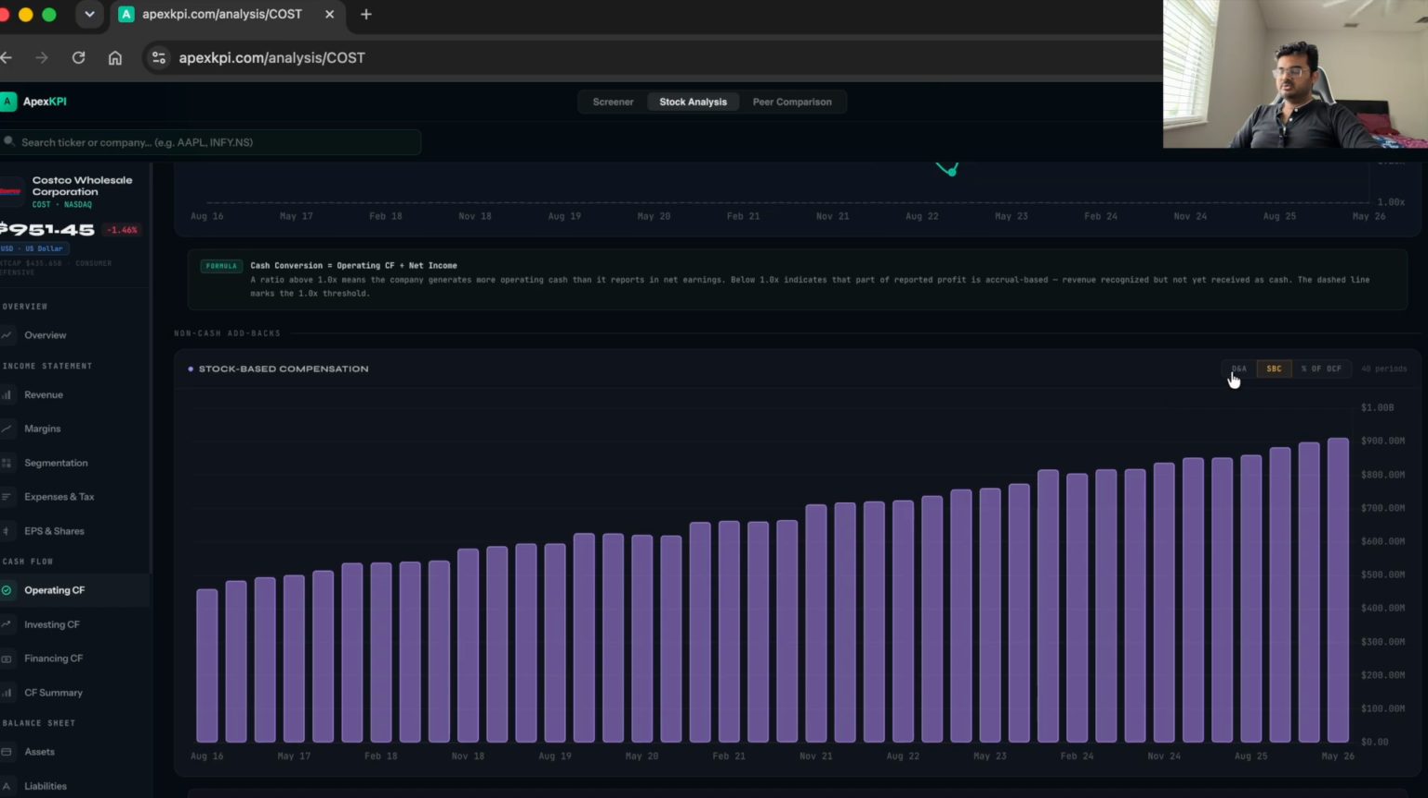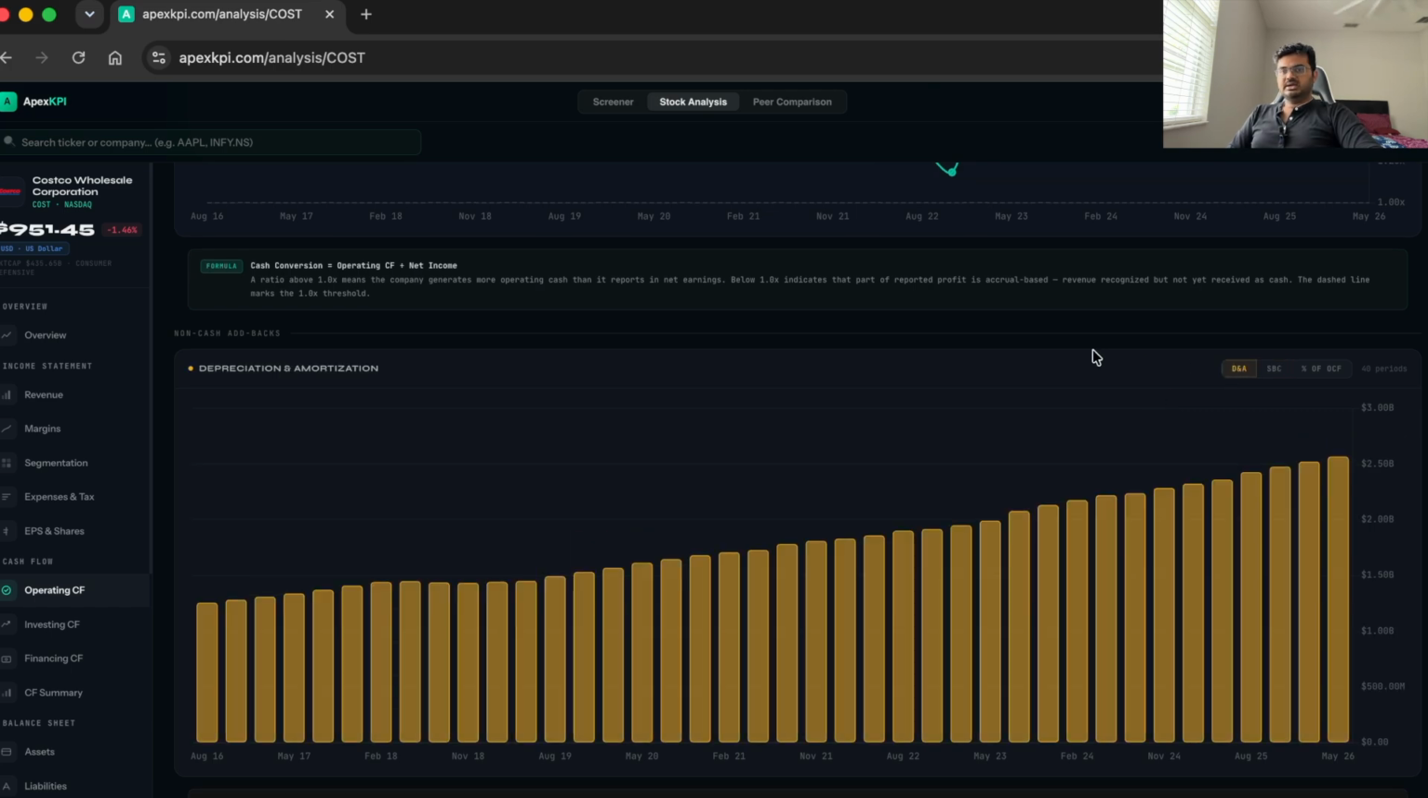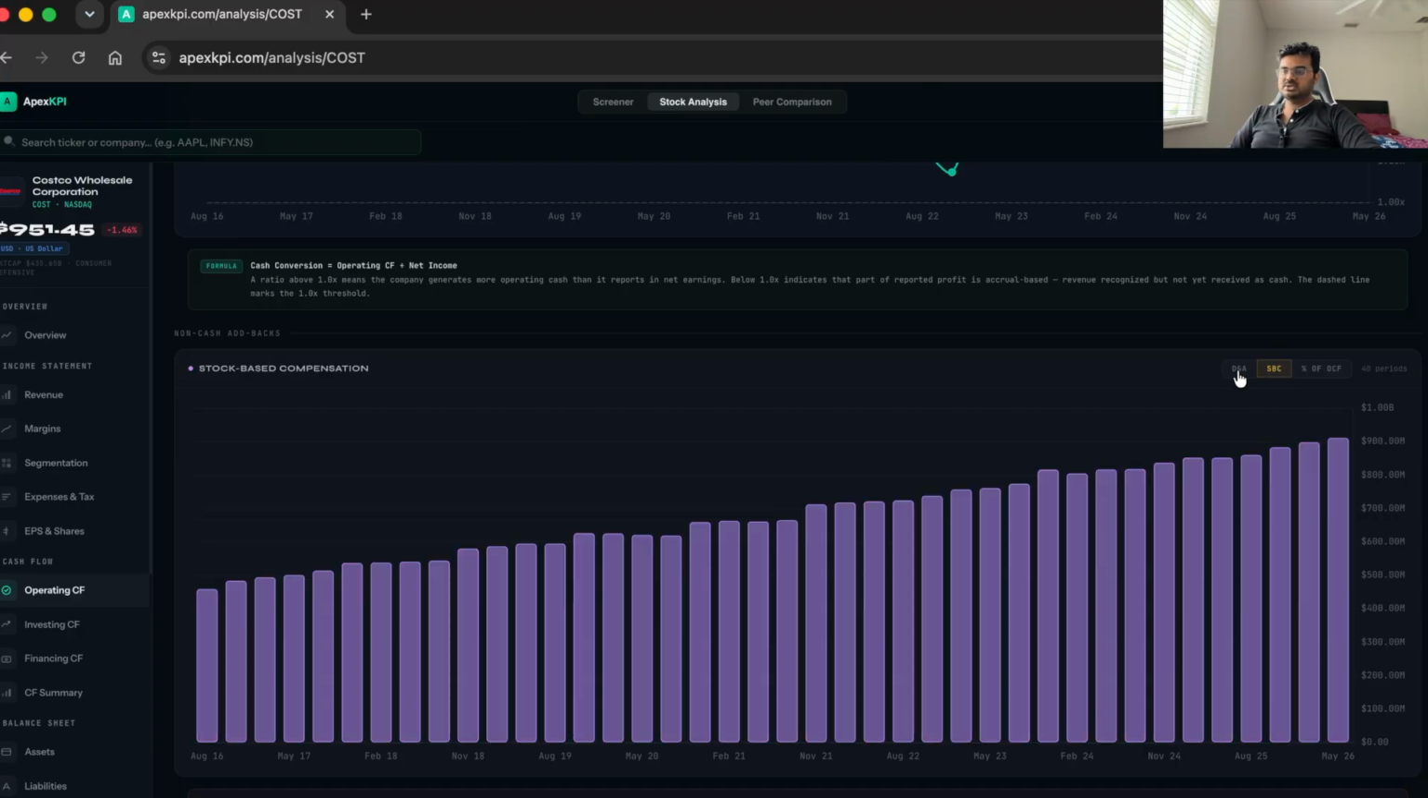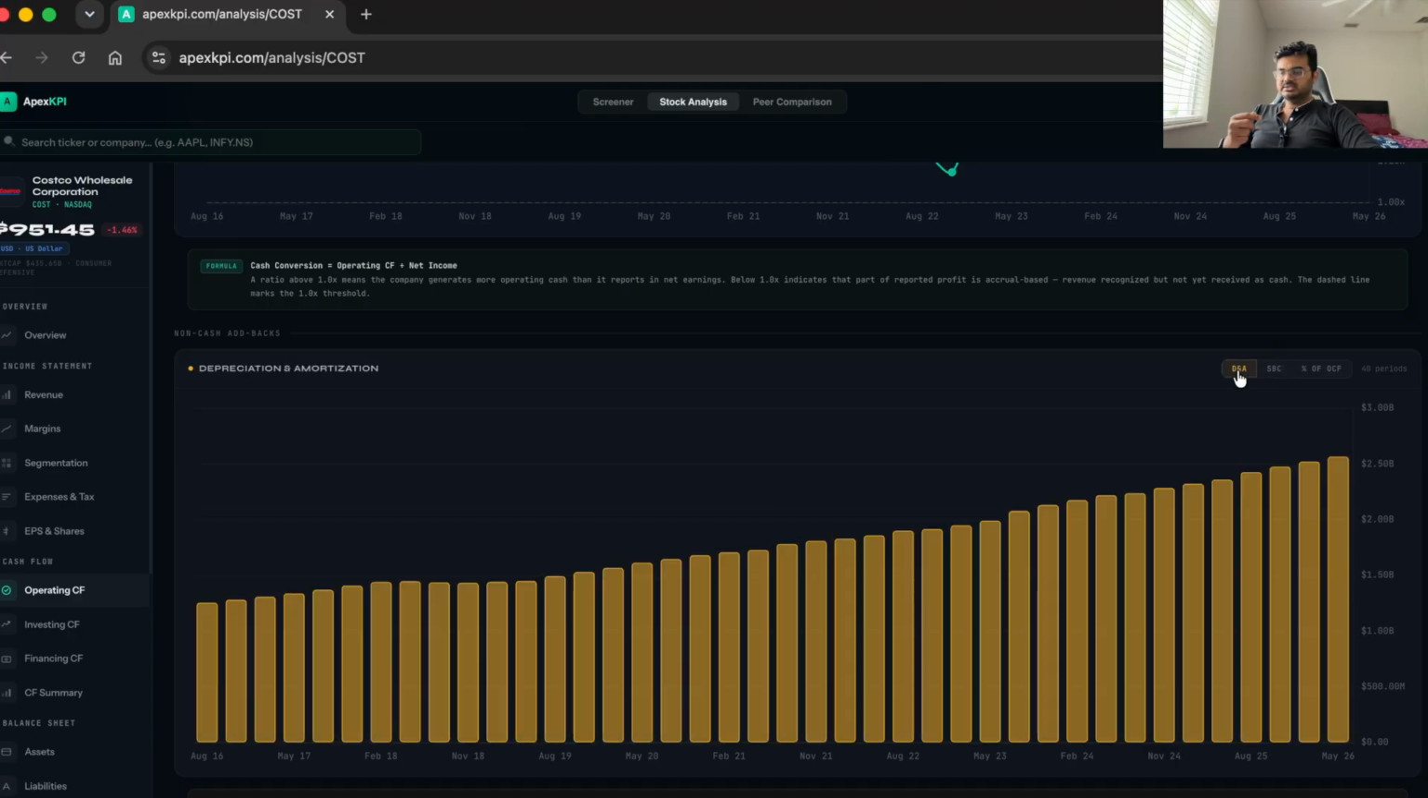Then the third information I would look at is non-cash items. In all businesses, there will be two components. The first is depreciation and amortization, and the second is SBC, or stock-based compensation. If you look at the depreciation and amortization for Costco, it's historically growing. Of course, whatever buildings or machinery they have, they depreciate gradually, and there is no surprise in seeing the depreciation value steadily increasing over the period of time. In the most recent trailing 12 months, their depreciation is around $2.54 billion.